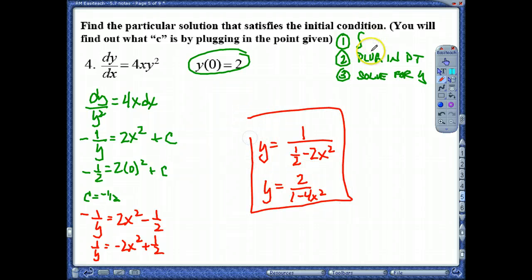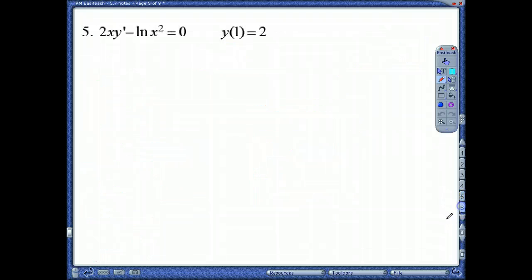But notice you are integrating it first, so I integrated right here. This is step 1. I plug it in immediately. That way I don't get tongue-tied when I solve for y. So there's my step 3 right there. Okay, let's try another one.